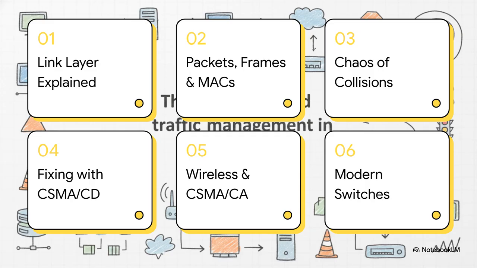So, here's our roadmap for today. First up, the link layer explained. Next, we'll look at packets, frames, and MACs. Then we'll dive into the chaos of collisions, followed by fixing those collisions with CSMA/CD, wireless and CSMA/CA, and finally, modern Ethernet and switches.